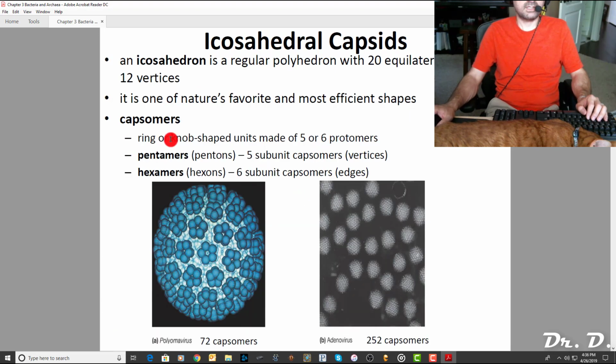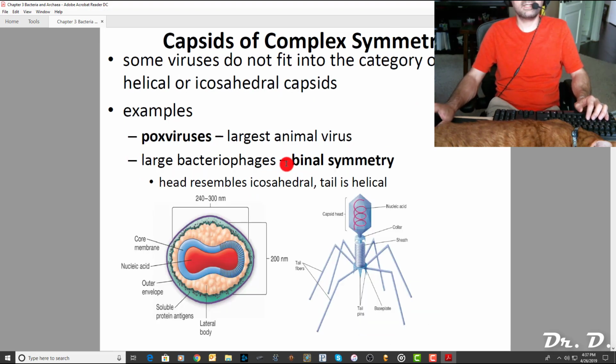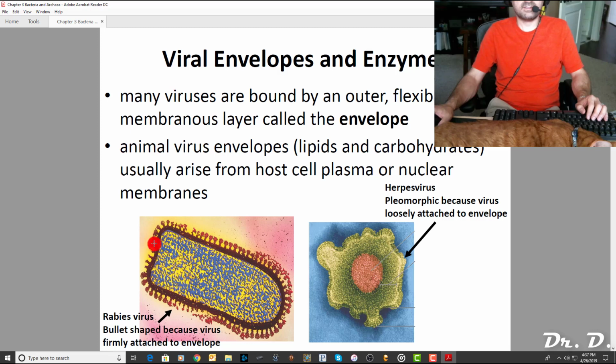You should know that on icosahedral capsids, this is one tricky thing you should know. Icosahedral capsids, you should know that they have pentamers, and these pentamers are found at the vertices of the virus, and they have 5 subunits, whereas the hexamers are found at the edges, and those are 6 subunit capsomers. That's a tricky thing that you should know. Okay, there's also viruses of complex symmetry. You should know that the envelope can be taut or it can be loose.